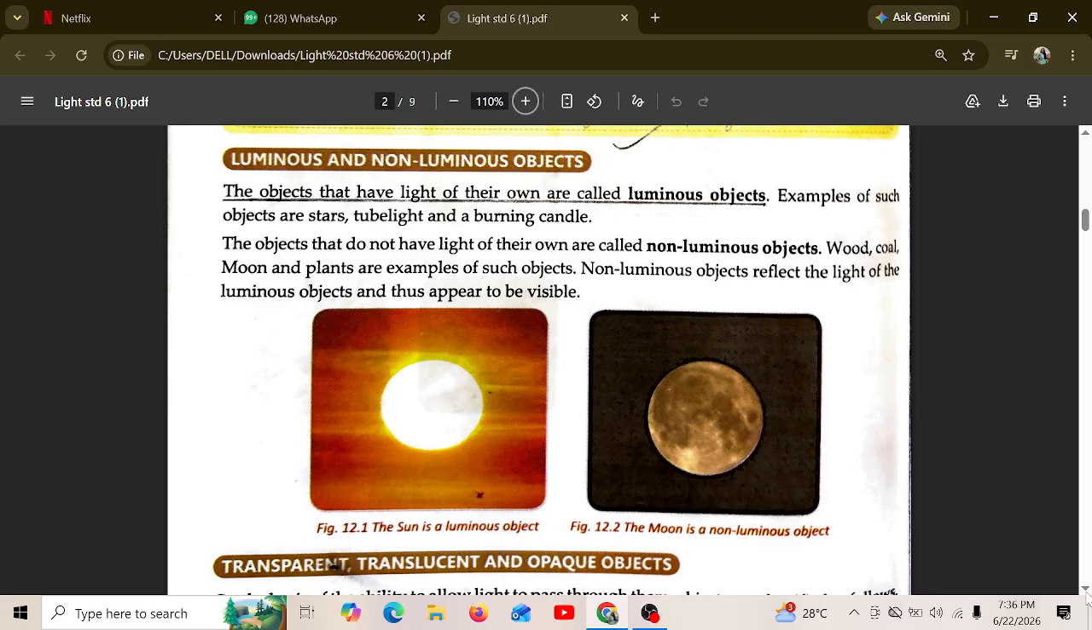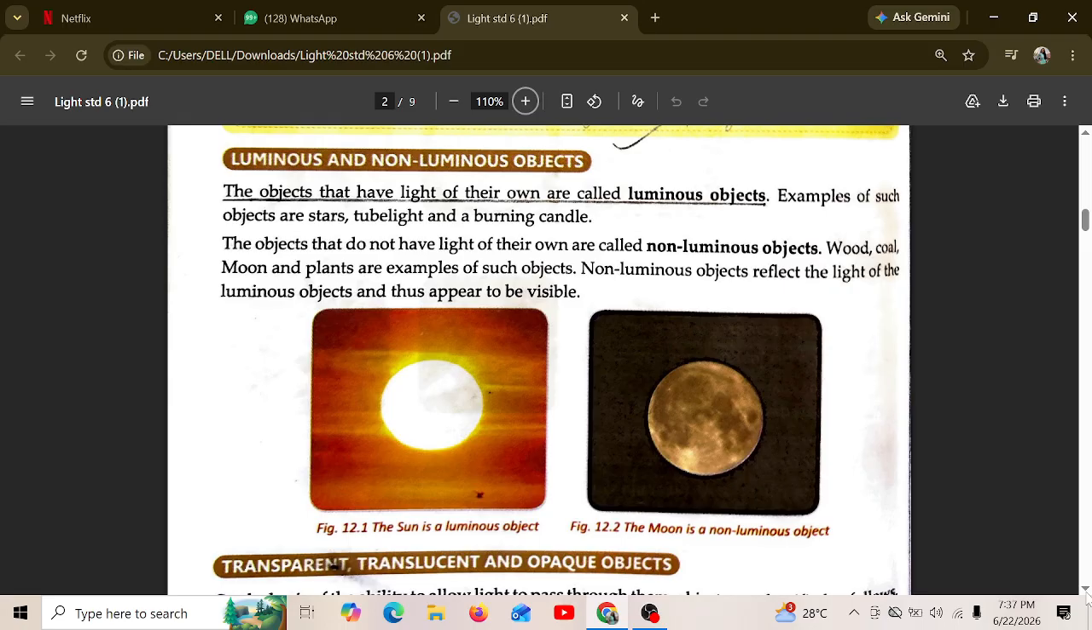Non-luminous objects always reflect the light of the luminous objects, and as a result they are visible to us. The non-luminous objects are reflecting off the light they are receiving from the luminous objects, and whatever reflection is happening, it is reaching our eyes. Therefore, we are able to see them.